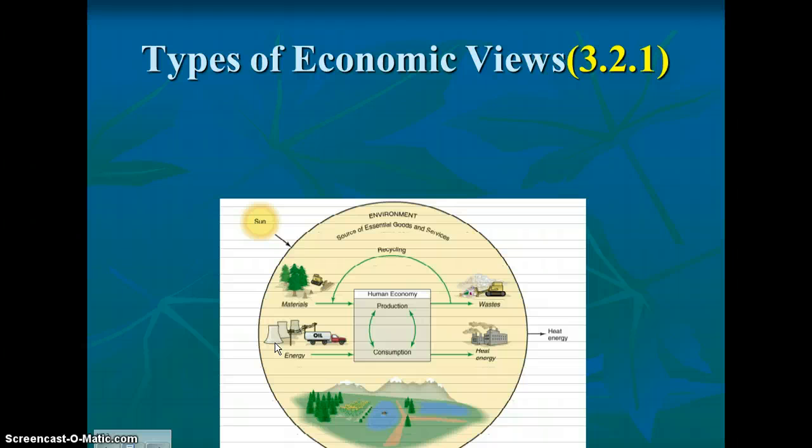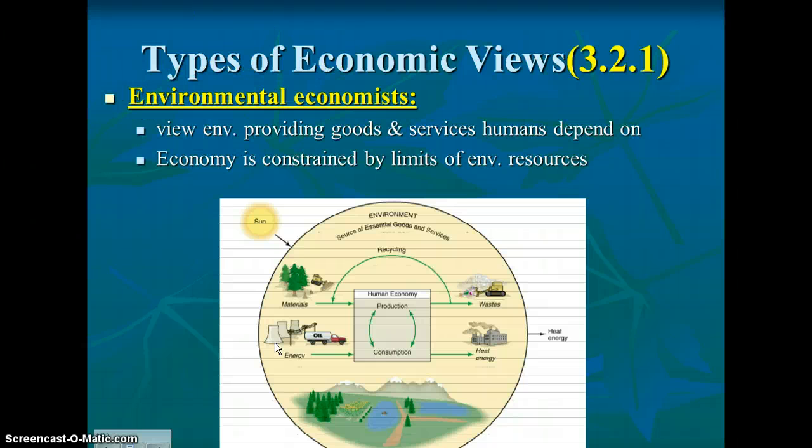The next type of economic view is an environmental view, and this is going to be different because the environment is more focused upon. The environment provides goods and services that humans depend on, and that focus is hopefully going to allow humans to think about limits on environmental resources and constrain the economy based on that. Hopefully this is a little bit more sustainable. In the previous traditional view, it is much more likely that the environment will be overused, and tragedy of the commons might be possible. In this view, hopefully not.